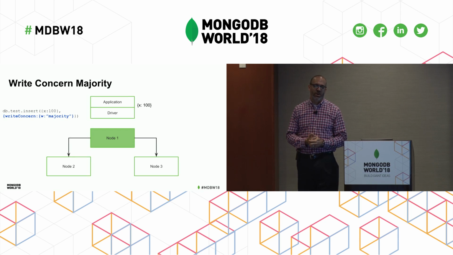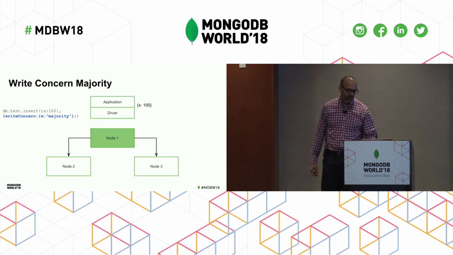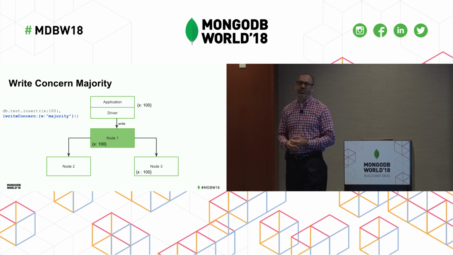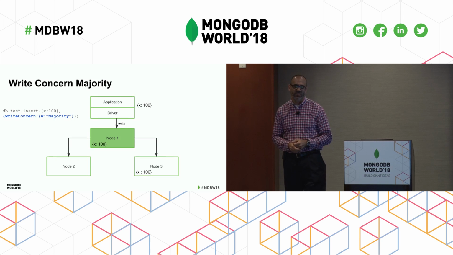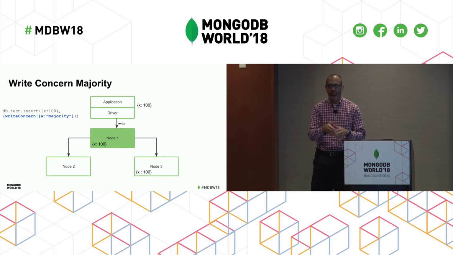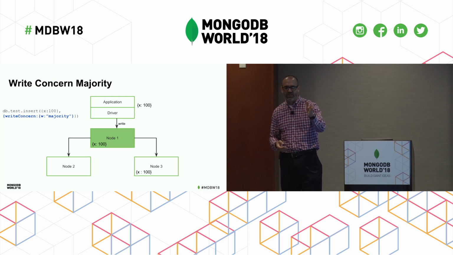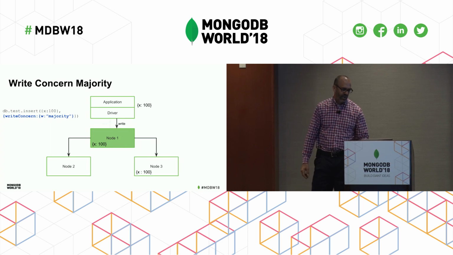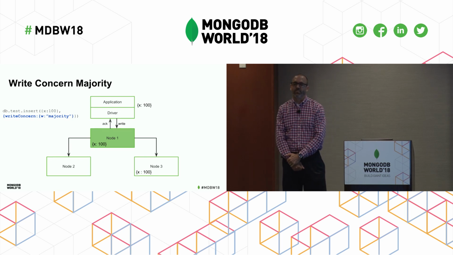And the advantage of write concern majority is that MongoDB will not acknowledge the write back to the application until a majority of the nodes in the replica set have saved that data to disk. So in this case, with write concern majority, we issued the write. It was saved on the primary. It was saved on one of the nodes. And then we'll get the acknowledgement back to the application.